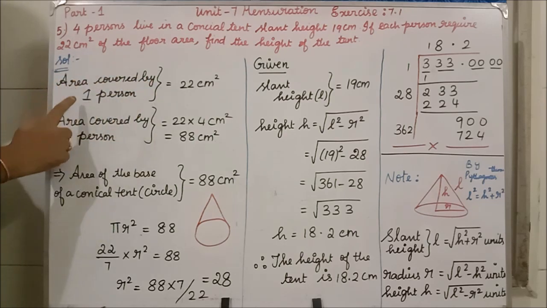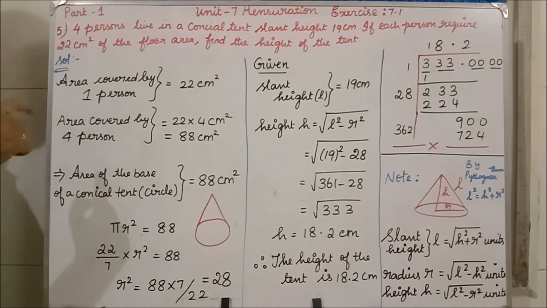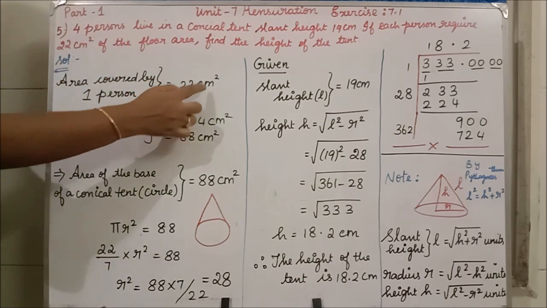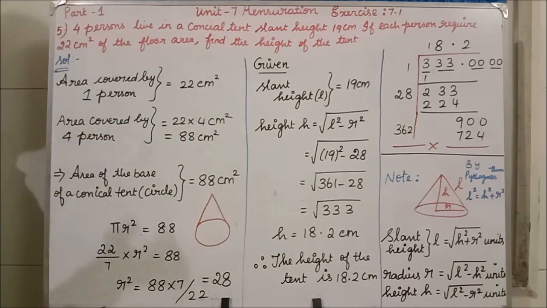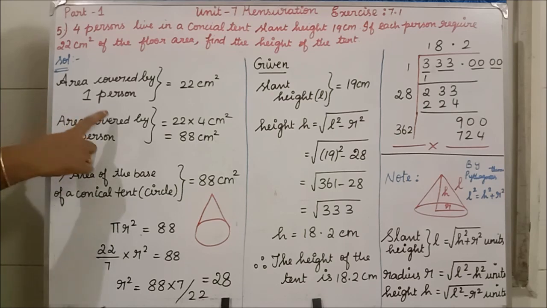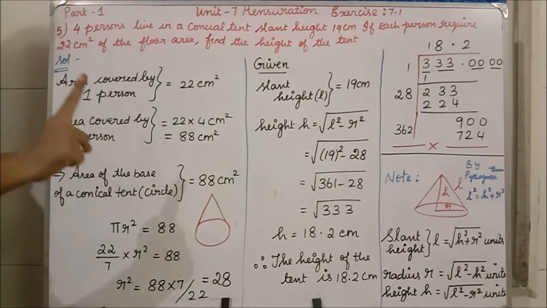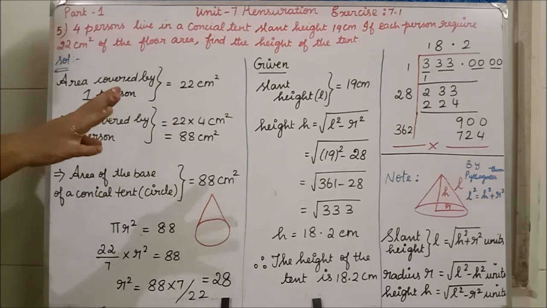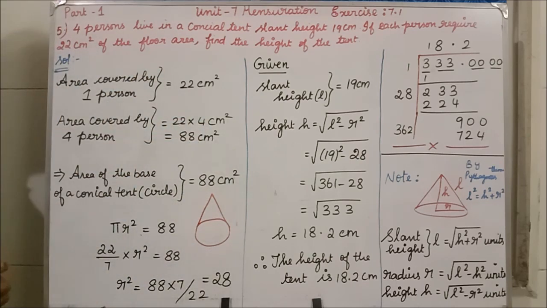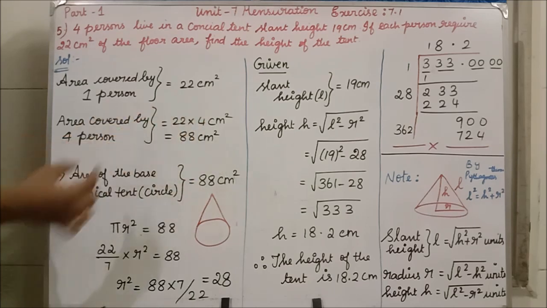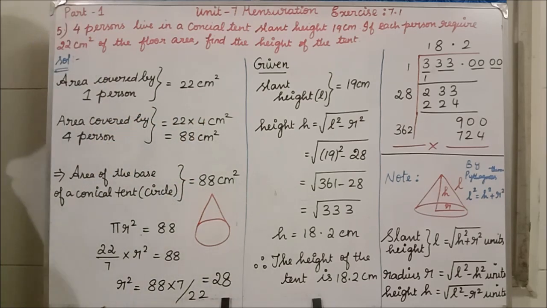Area covered by one person. How much area is one person taking from the circle? 22 centimeter square. But how many of them were in the tent? 4 of them want to sit. So area covered by 4 persons: a single person takes 22, and 4 persons means you multiply into 4. So 88 centimeter square. That much area we need.